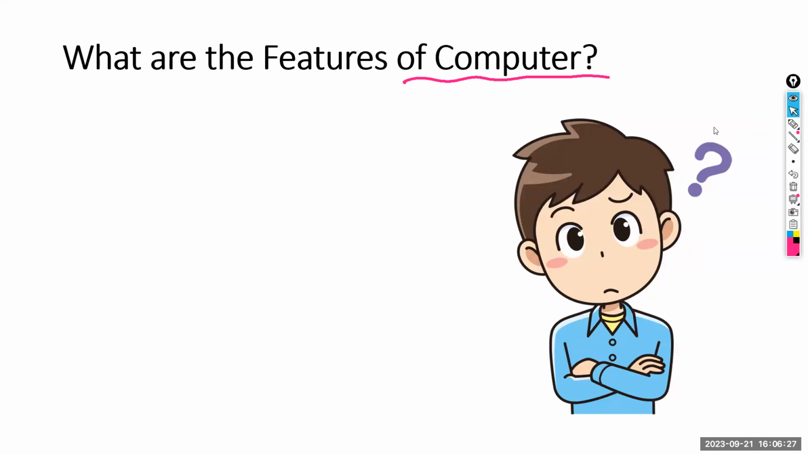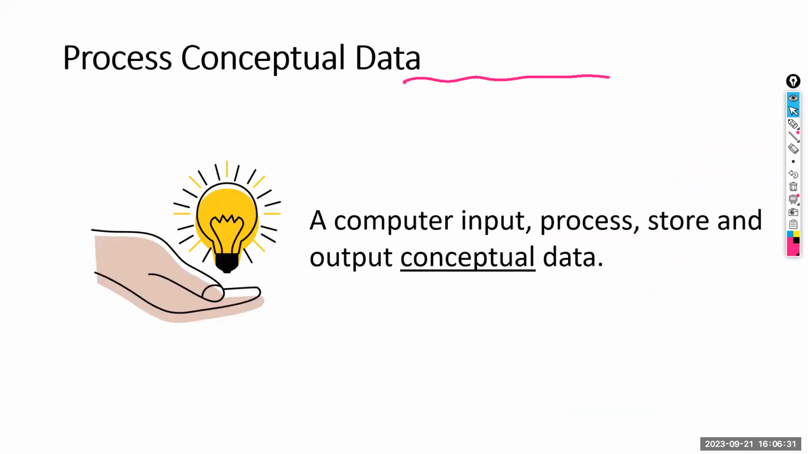So the most important of those features. Okay. So number one is, this is the most important feature. While most other devices or machines process physical things like your blender, washing machine, and so on, the computer processes a conceptual thing, right? The computer processes a conceptual thing. So it does not process a physical thing.